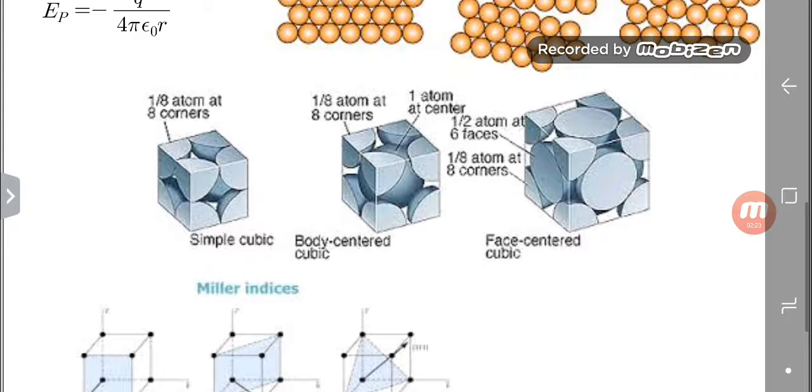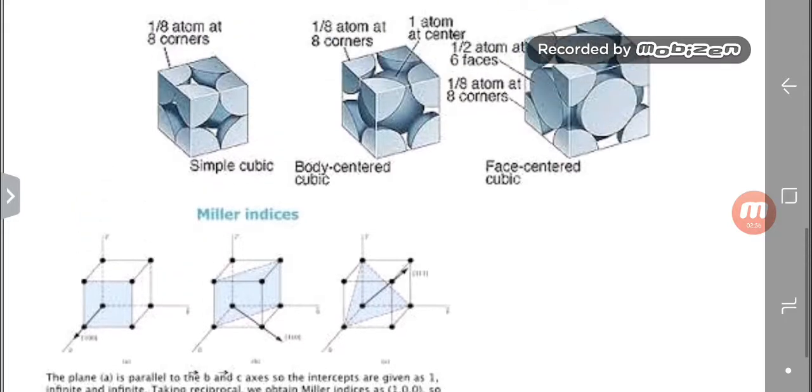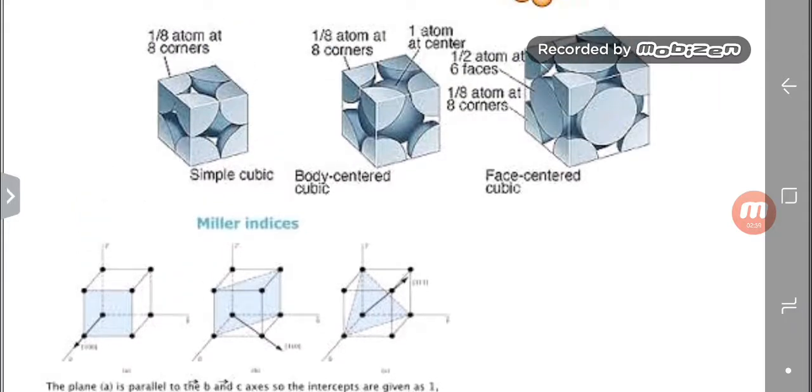Simple cubic is a cube with atoms at each of the 8 vertices of the cube. Body-centered cubic is a cube with atoms at the 8 vertices and 1 atom at the center of the cube. Face-centered cubic is a cube with atoms at the 8 vertices and at the center of each face. And at this time, the application of FCC can obtain the diamond lattice.